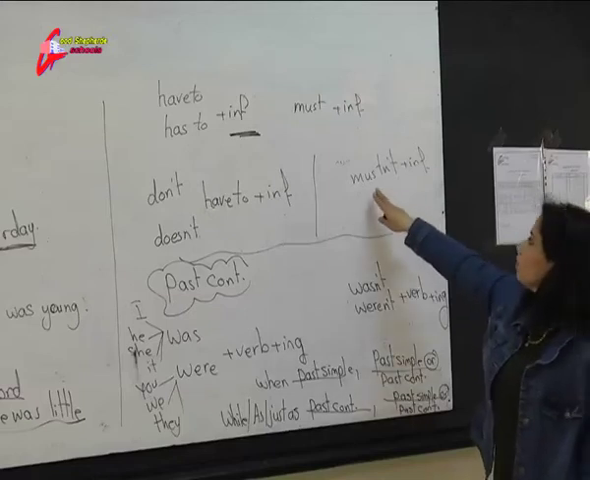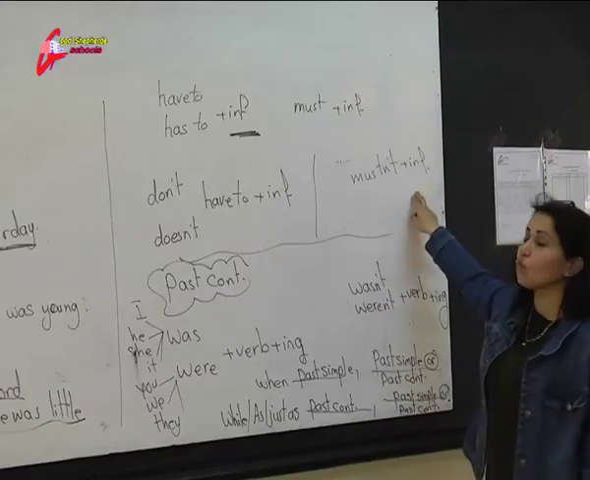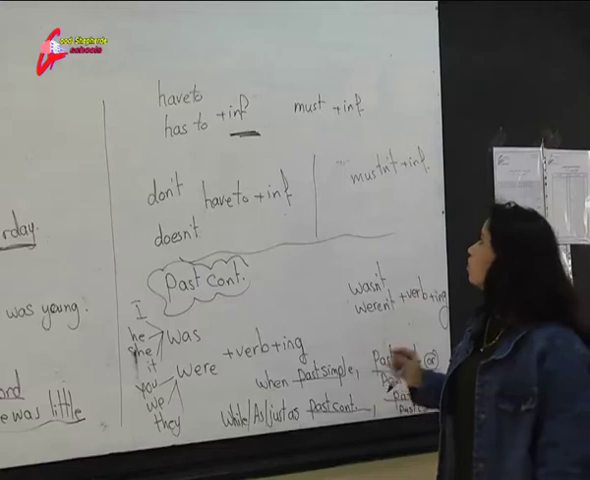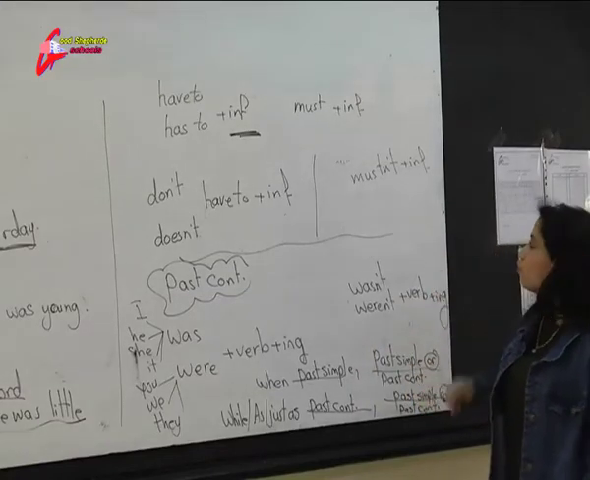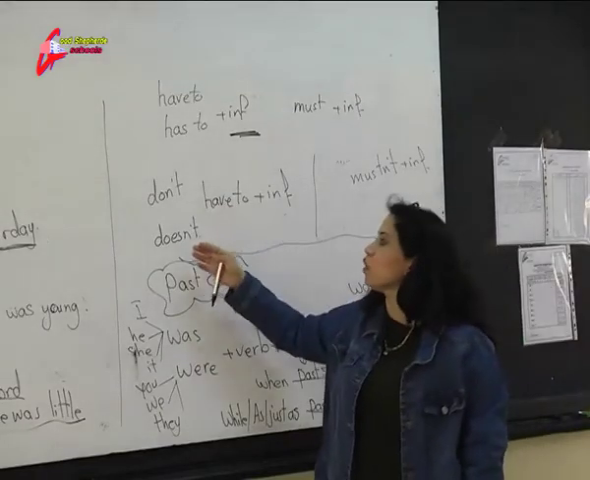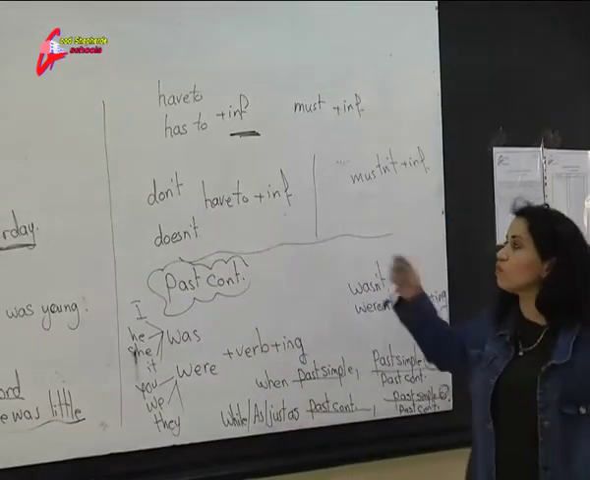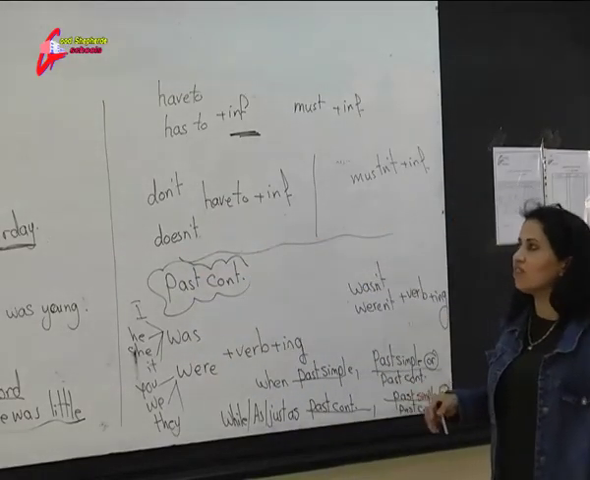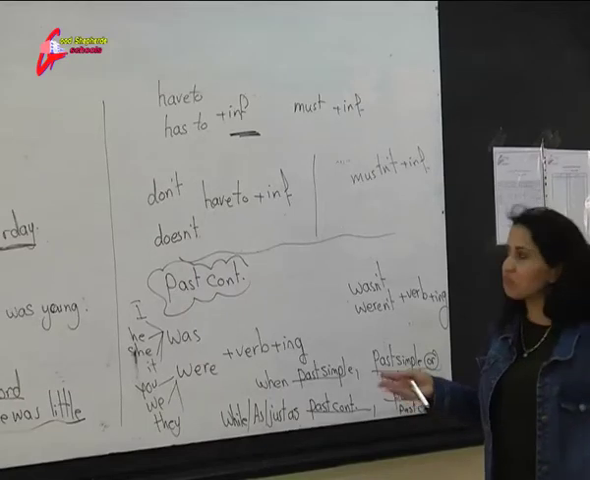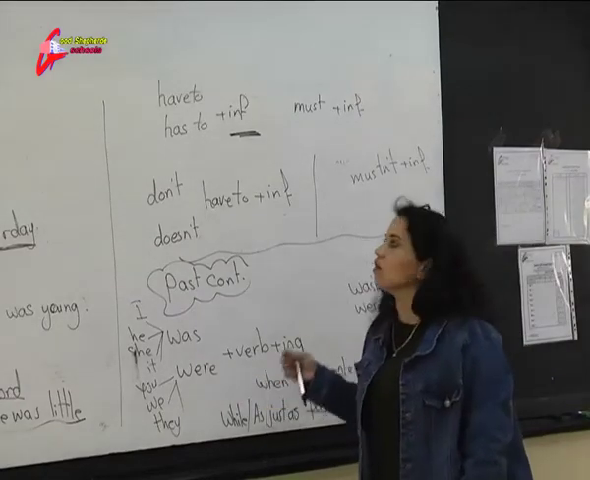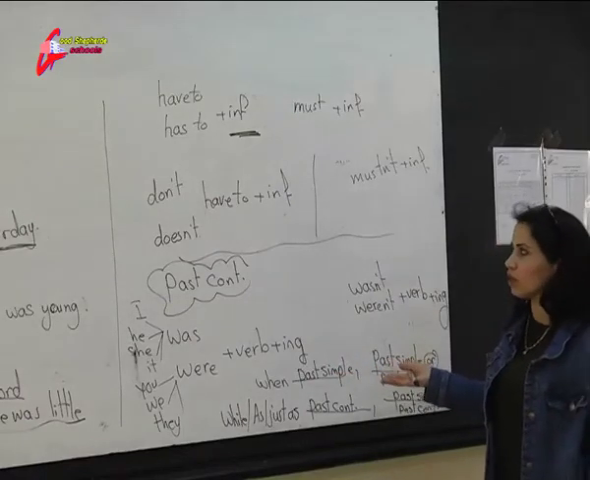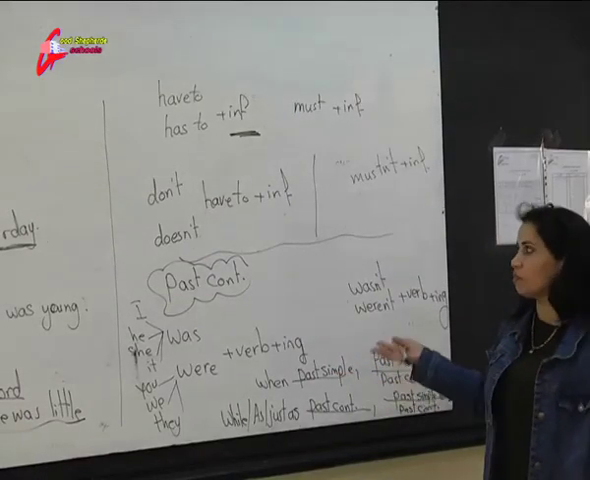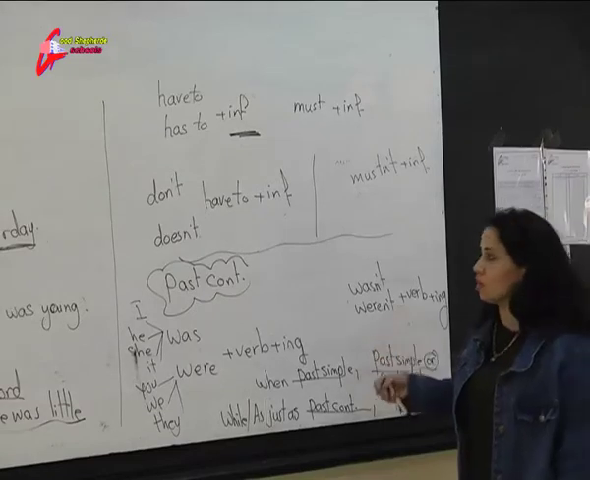For negative, it will be mustn't plus infinitive, and this is for rules, like you mustn't park here. This is for rules, but don't have to and doesn't have to, this is for telling someone he can do this action, it's up to him. Like, you don't have to go to the party. It means if you went to the party, it's okay. If you didn't go, it's better. You won't be punished for that.